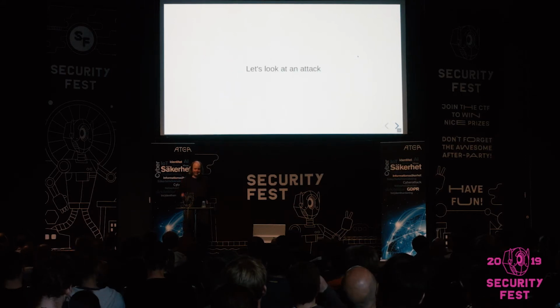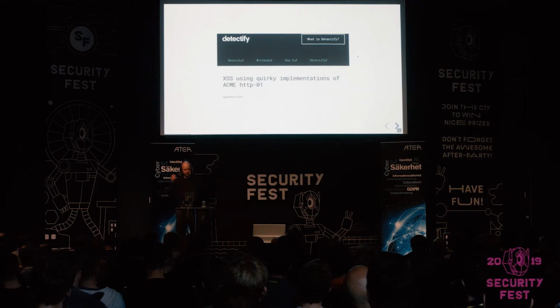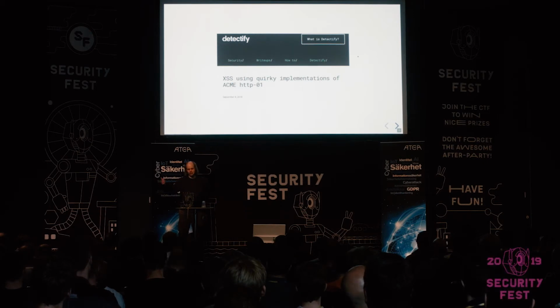Now let's look at an attack. This wasn't found by me. It was found by Franz Rosen. I guess many of you know him. He found a cross-site scripting in an implementation of ACME. ACME is the protocol used by Let's Encrypt to validate that you own a domain when you want to get a certificate.